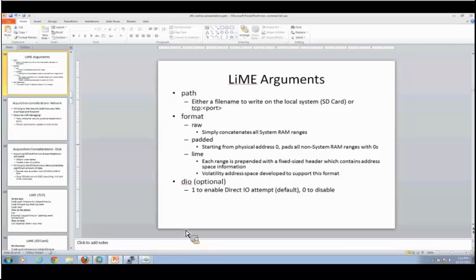The next format is LiME, and this is the actual LiME format, named after the tool. This fixes all the problems with RAM ranges being all over the place and being of variable sizes, because before each RAM section that it writes out, it prepends a very small header. I think it's only 16 or 20 bytes. But what it has is the physical offset of where that range is, and then the size of it.